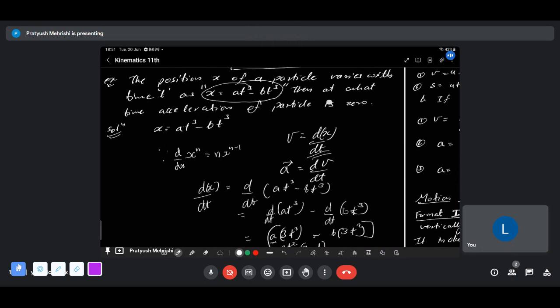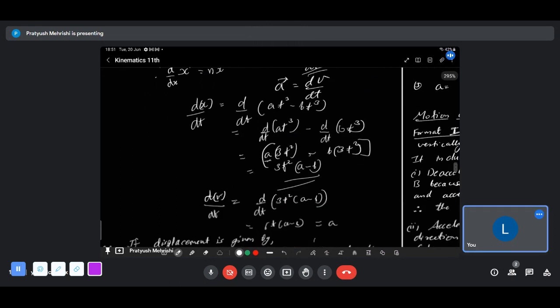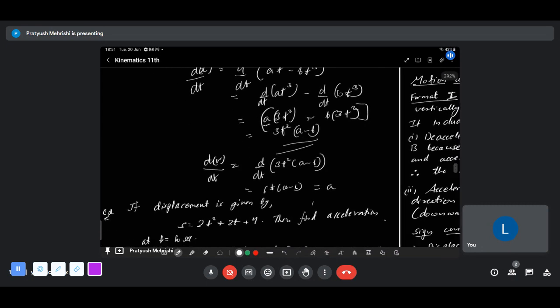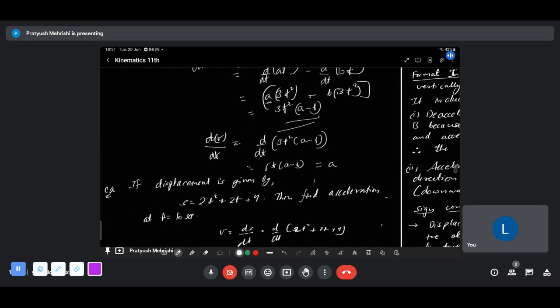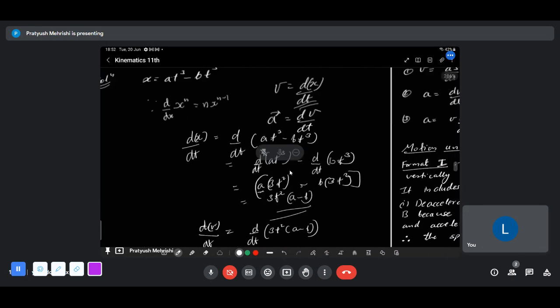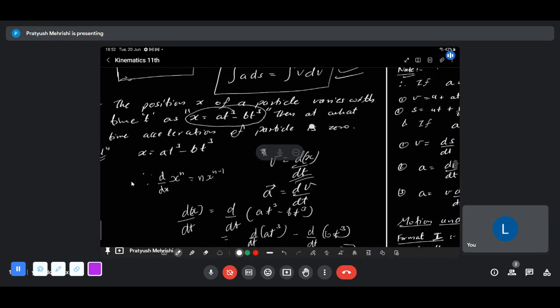You will get 3at squared minus 3bt squared. So with 3t squared taken common, it will become 3t squared into (a minus b). Okay, so this is the velocity. If you differentiate the velocity, then you will get the acceleration. So acceleration we are getting is 6t into (a minus b). And we need to find out at what time the acceleration of the particle is 0.